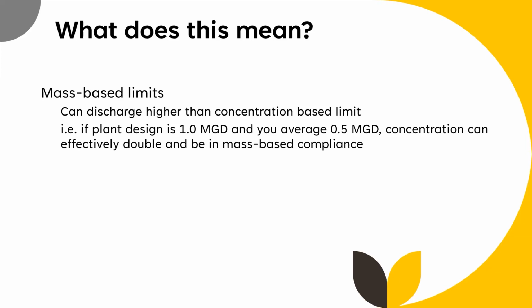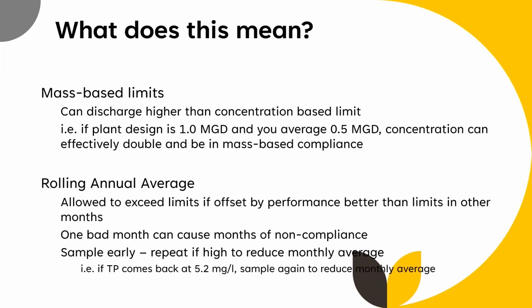So this goes back to operator level 1 math, where you calculate the mass from a concentration. It's your flow rate in MGD times 8.34 times the concentration. So that'll give you that mass-based limit. So obviously, if you reduce one of those numbers by half, you can double another and get the same value.